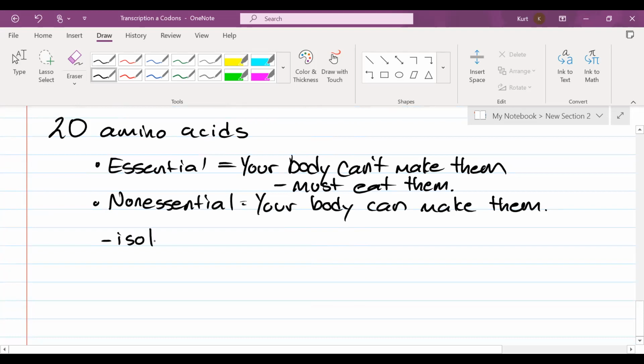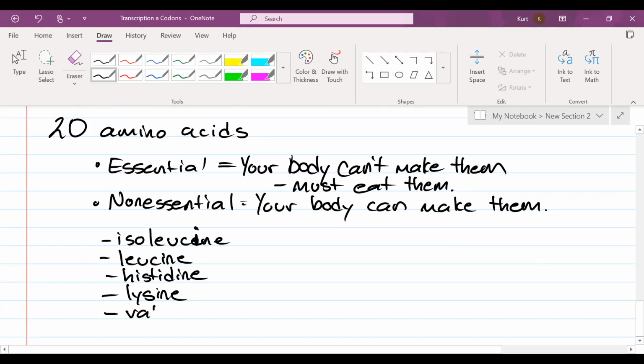You have some called isoleucine. Actually, it's I. You have leucine, histidine, lysine, valine. So there's 5 out of 20. The 2 that I do want you to memorize are methionine. It is not found in meth. Don't ask. And the other one is called tryptophan.